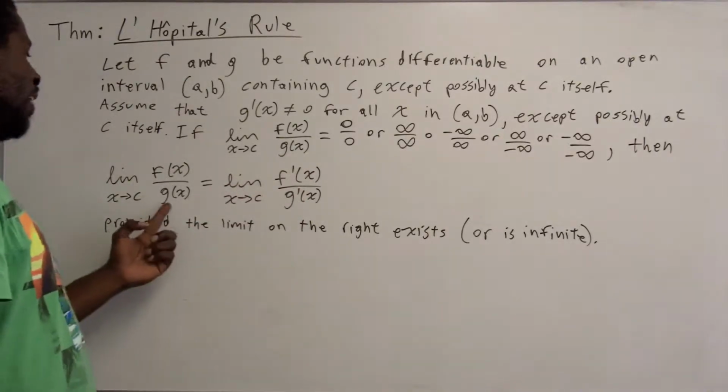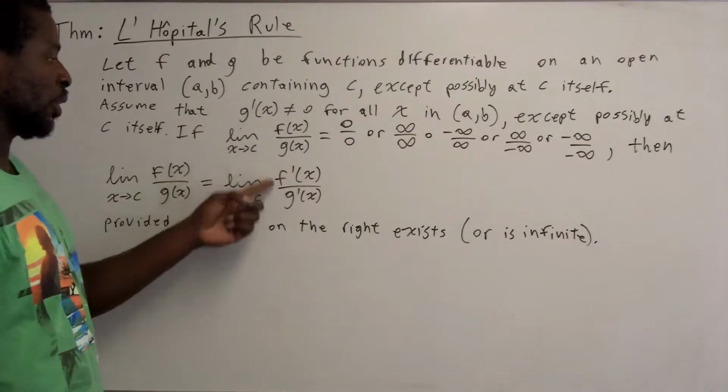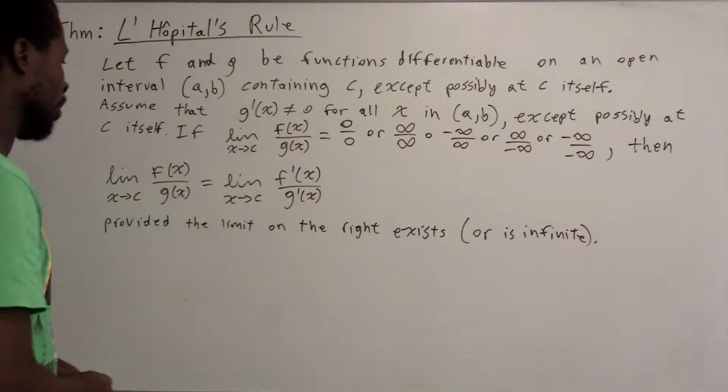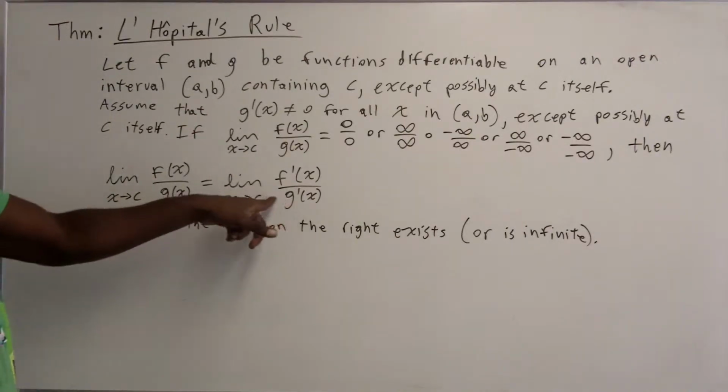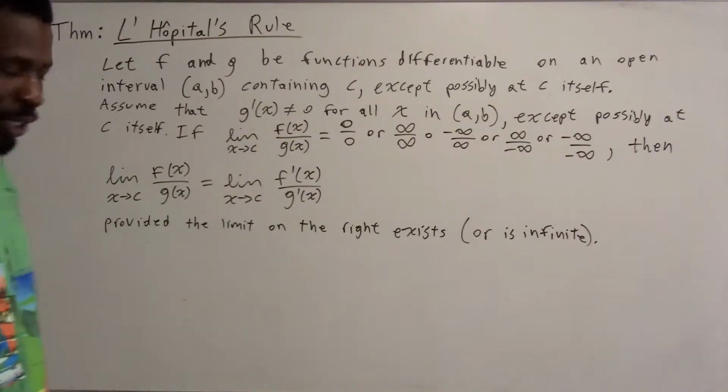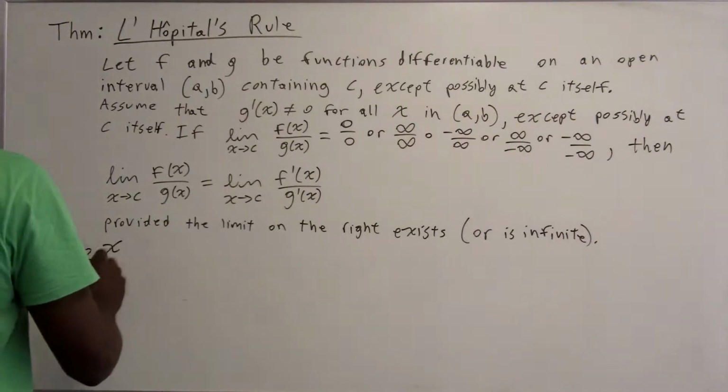So that means if you can't find the limit of the original functions, you can take both derivatives and take the limit, and the limits will be equal to each other. That's, of course, provided this limit over here is either something that exists or is infinite. So let's take a look at an example here.